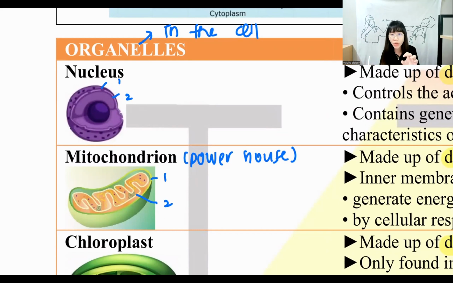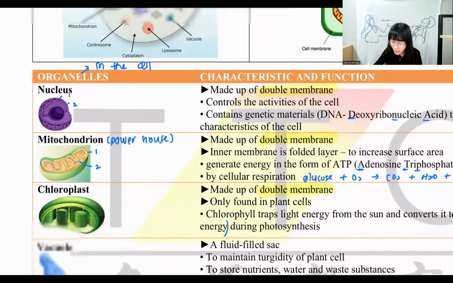Why do they have to be folded? Because they have to increase surface area. Just imagine this. If I pull number 1 and number 2 into one straight line, do you think number 1 is longer or number 2 is longer? Of course number 2, right? Why? Because number 2, the folded membrane, is longer when you straighten it, so it increases surface area. When surface area increases, they are able to generate more energy. We have to use the word generate, guys. We cannot use the word produce.